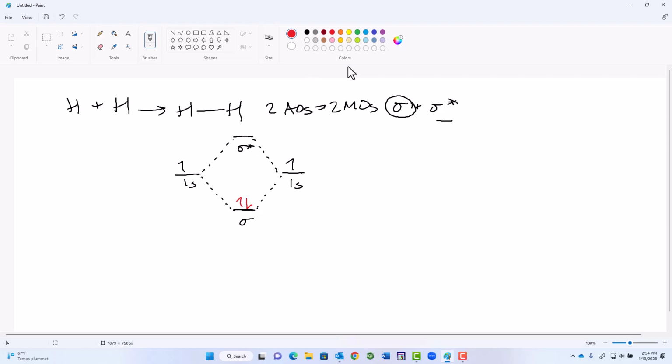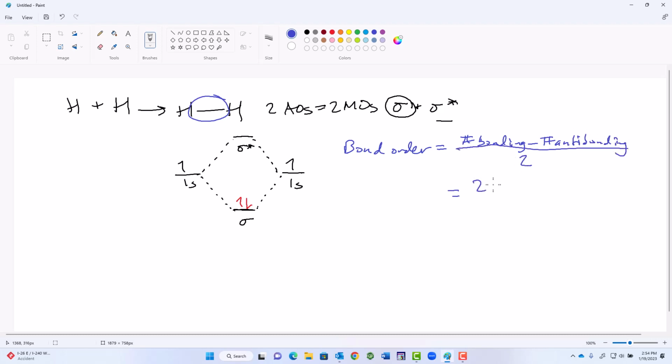And let's predict what bond order, what type of bond, are we expecting for an H-H bond? Remember that bond order is going to be the number of bonding minus the number of antibonding electrons, divided by 2. So in this case, we have 2 bonding electrons minus 0 antibonding electrons divided by 2, which would give us a bond order of 1. And this is why H-H forms a single bond. It has a bond order of 1, which means that it's going to be a single bond when it forms.